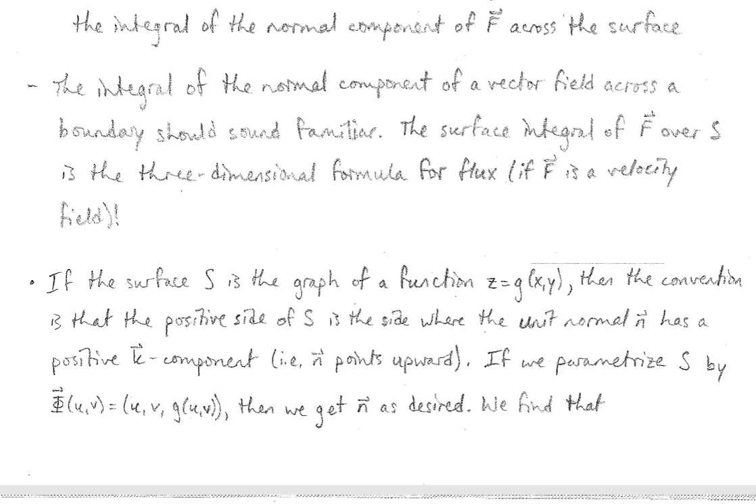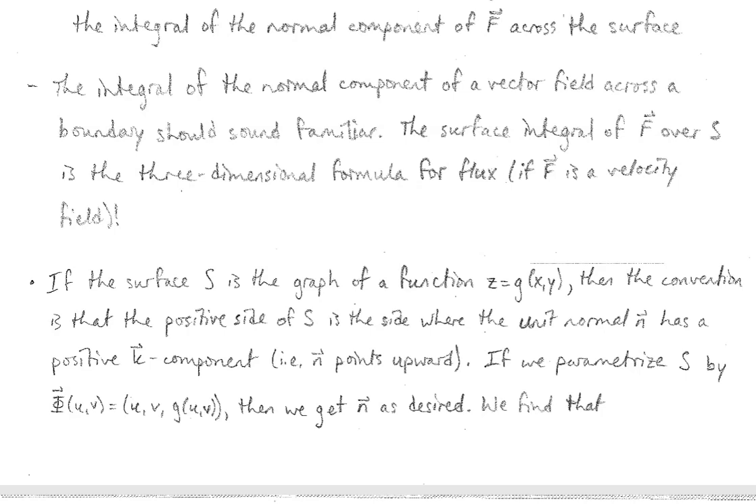So as we just said, the integral of the normal component of a vector field across a boundary should sound familiar. It's talking about flux. In the special case that your surface is the graph of a function of two variables, then the convention that we are going to work with is that the positive side of S is the side where the unit normal n hat has a positive k component. So the n hat will point upwards.